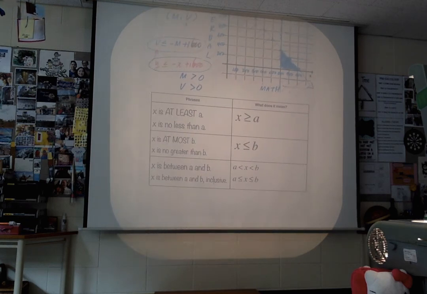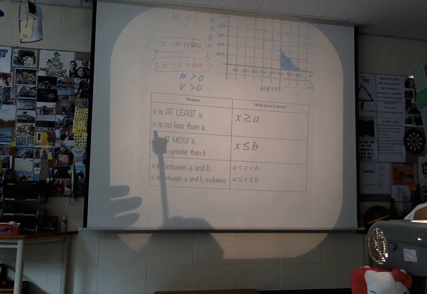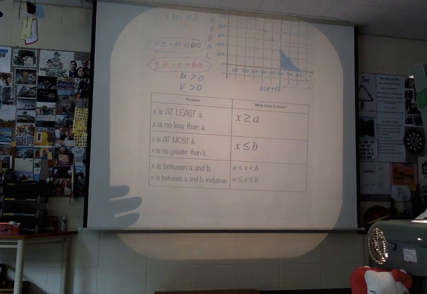But you guys, also another important thing to write down. At least A. How about X is no less than A? That means X is greater than or equal to A. X is at most B, or X is no greater than B, it's going to be X is less than or equal to B. X is between A and B, it's not equal to, but between. X is between A and B inclusive means it includes A and B, and X is between them. So you guys, that should help with the word problems, okay?